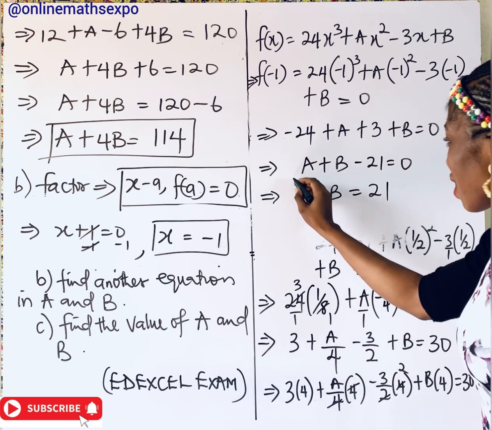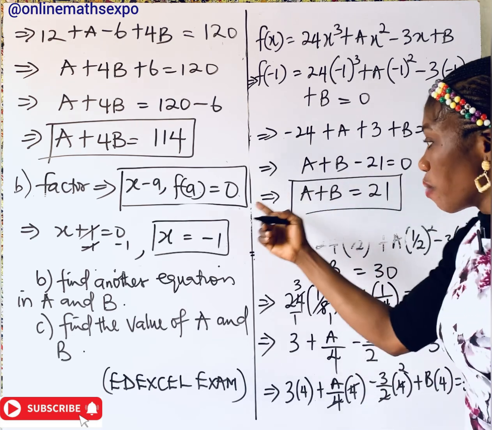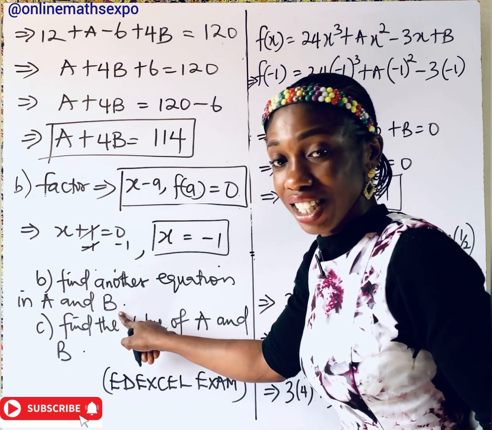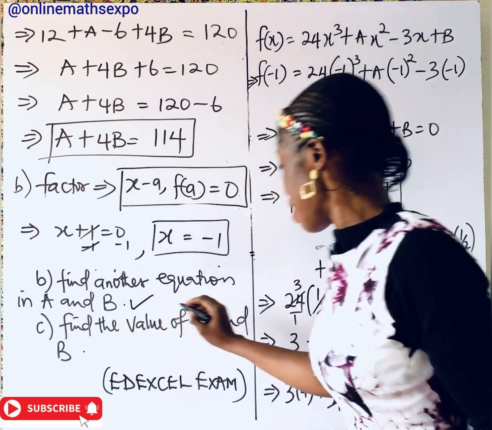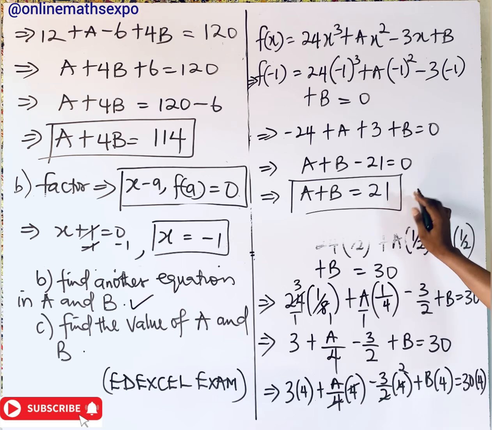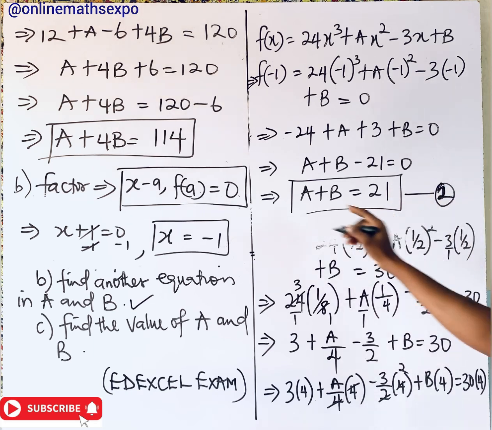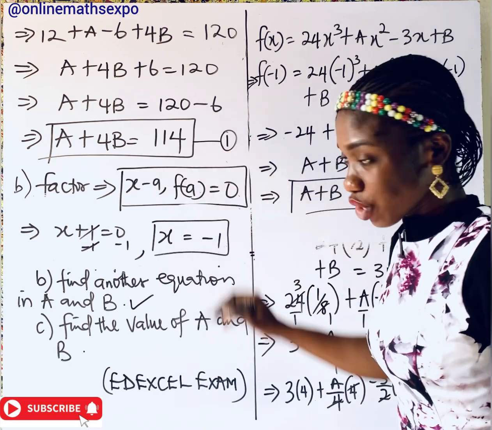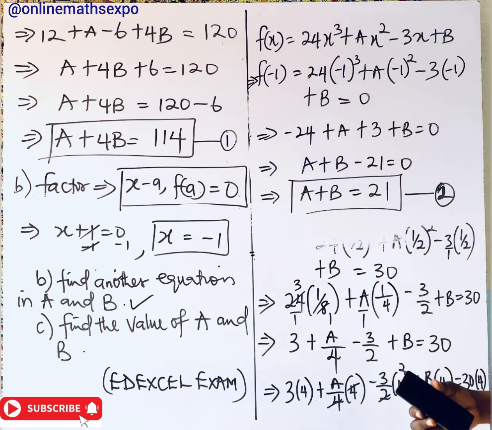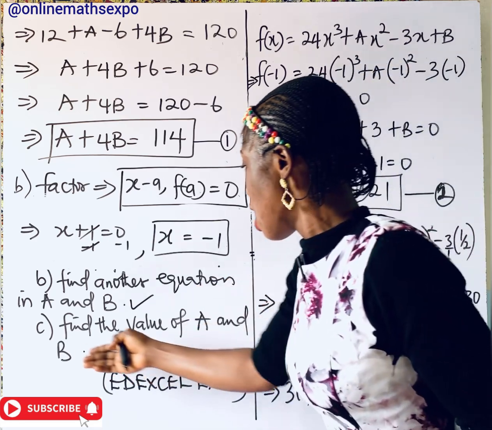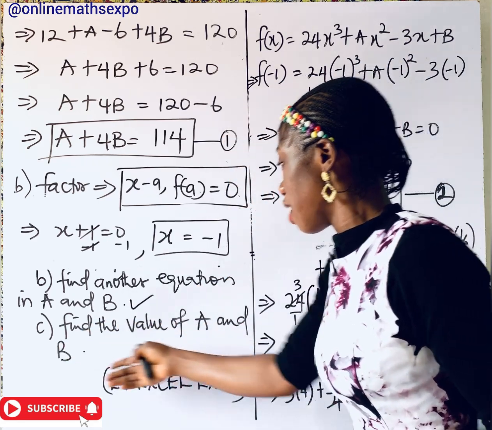So you see, we've gotten another equation because the second part says, find another equation in a and b. Did you see it? So we've answered this, and this becomes the second equation. So we can call this equation 2, and this is what we have as equation 1. Now, what do we do with these equations? Let's see the next part of the question. It says, find the value of a and b.